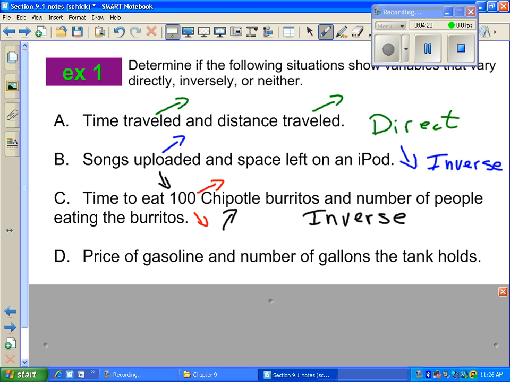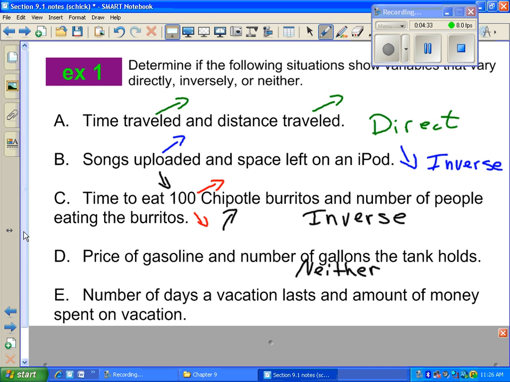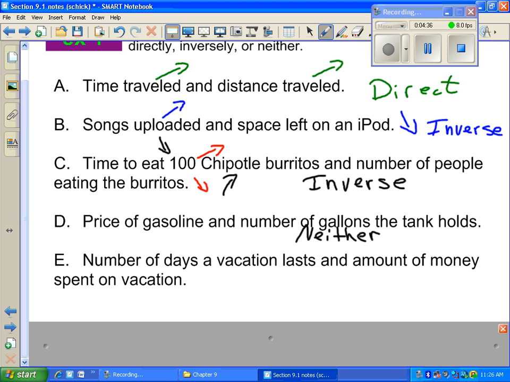Price of gasoline and number of gallons the tank holds. Well, what does the price have to do with the size of the tank? Nothing. So this is neither. They're not related to each other at all. Letter E, the last one. Number of days the vacation lasts and the amount of money spent on the vacation. Well, if I spend more days on the vacation, I'm more than likely going to spend more money. The longer the vacation, the more I have to spend. As one goes up, the other goes up. So this is going to be a direct variation.